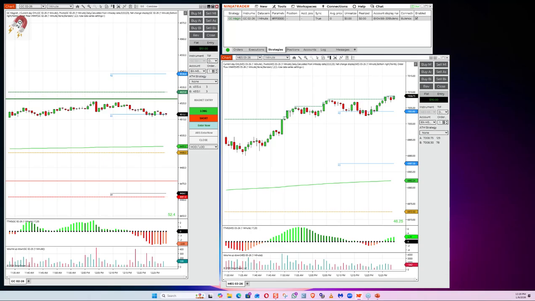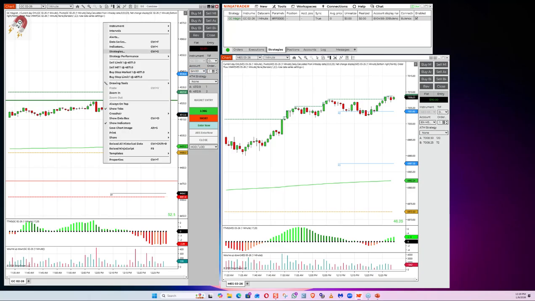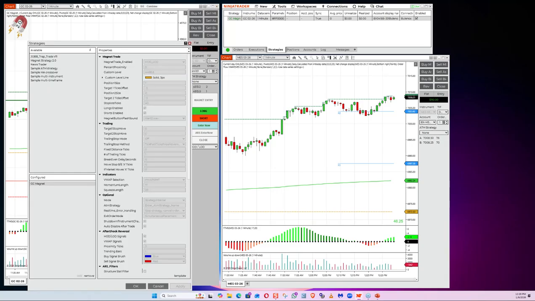We can also automate it. When this magnet entry button is white, then if price goes through the magnet, it will blink, and it'll make a sound. And it'll tell you, hey, you have a possible trade coming up. Do you want to take it?